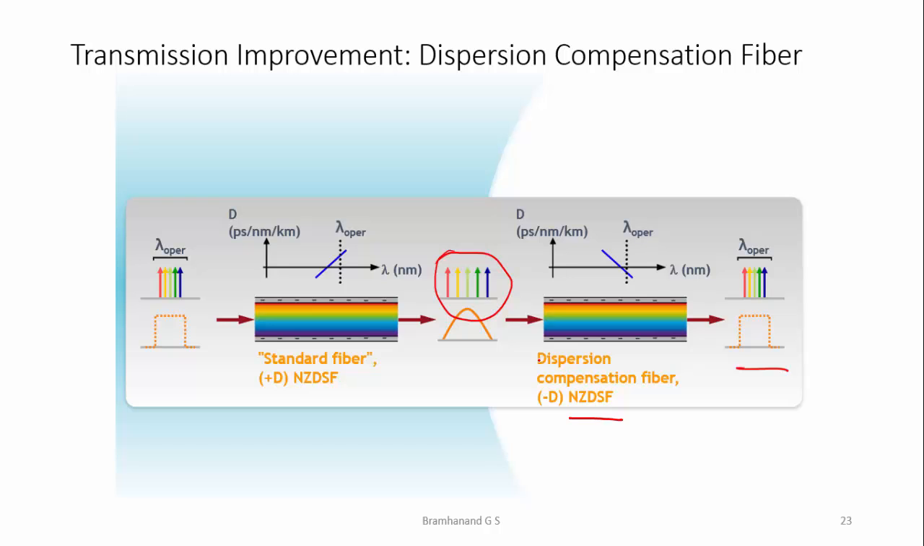This is about the transmission impairments and compensation in optical transmission link. These concepts will help us in planning an optical transmission network.